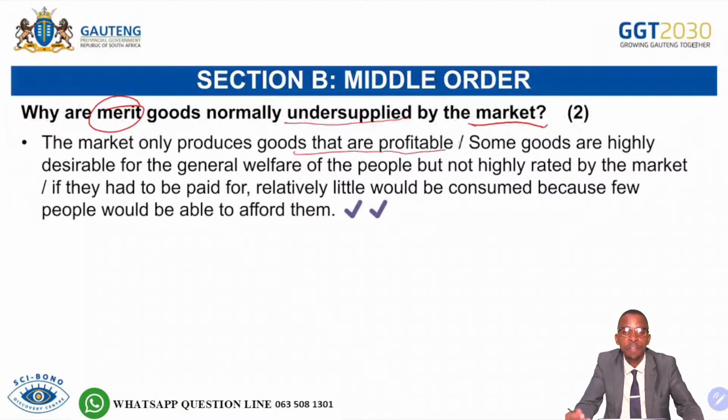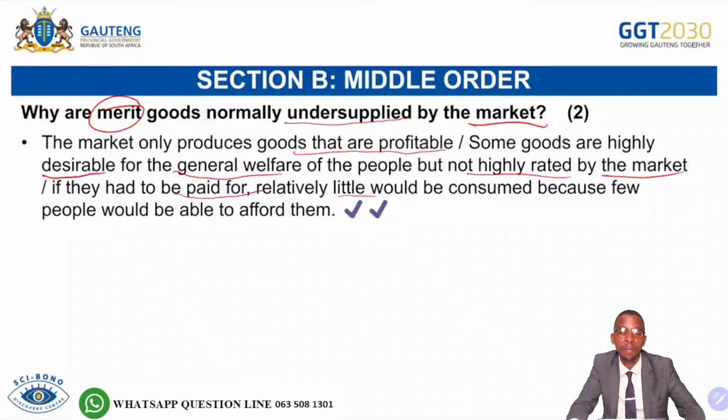It is willing to achieve profit at all times. So should the consumers not be willing to pay for those goods, and instead get them as free riders, then the market can undersupply those goods and services. Some goods are highly desirable for the general welfare of the people, but not highly rated by the market. If they had to be paid for, relatively little would be consumed because few people are able to afford them.